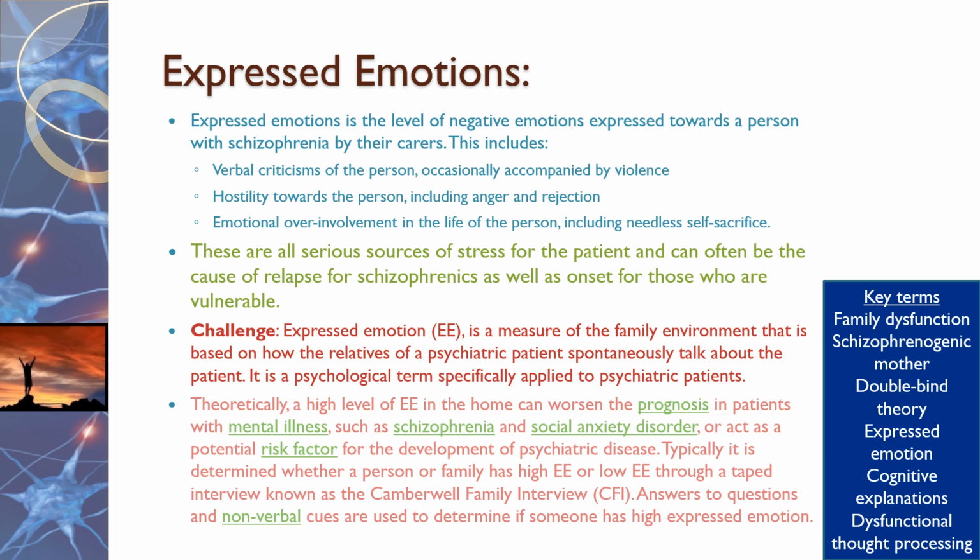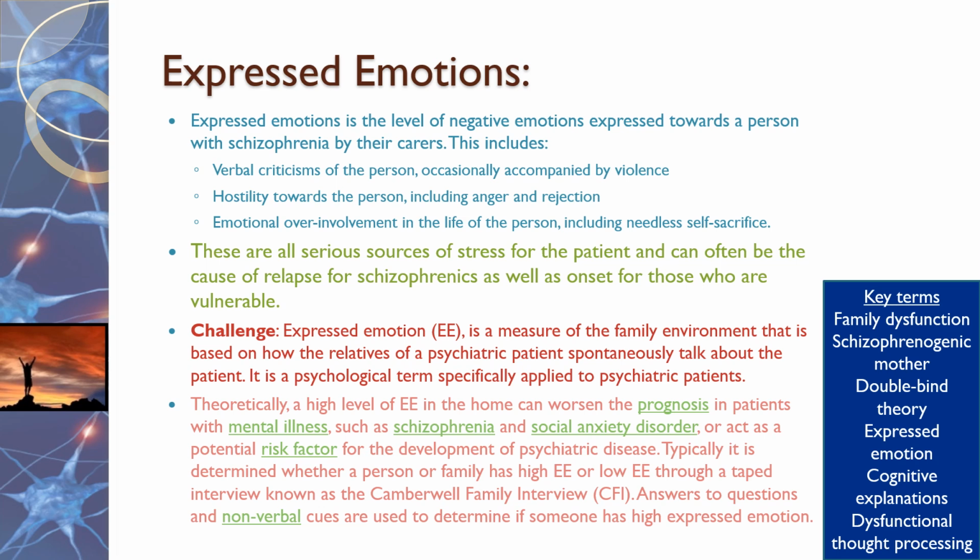They're getting punished for doing what they think is right, and they're often punished by withdrawing love. Finally, expressed emotion. This is the level of negative emotion expressed towards a person with schizophrenia by their carers. It includes verbal criticism of the person, occasionally accompanied by violence, hostility, anger and rejection, and emotional over-involvement in the person, including needless self-sacrifice. For example, a mother or father might say, I can't go to work today because I've got to look after you, or I'm not able to go to my book club every week now because I've got to do something for you. But it's not needed. They'll be fine on their own. That needless self-sacrifice from the carer makes the person feel bad for something they shouldn't. These are all serious sources of stress for the patient, can often be the cause of relapse for schizophrenics, as well as the onset for those who are vulnerable.